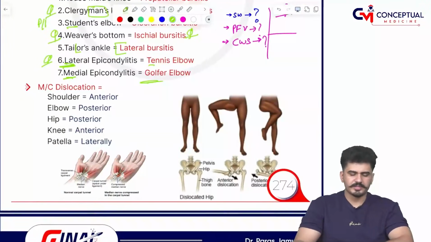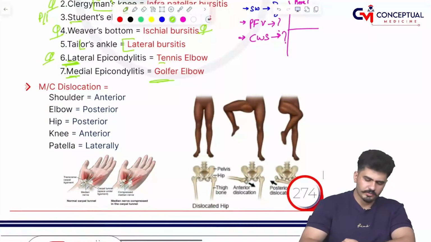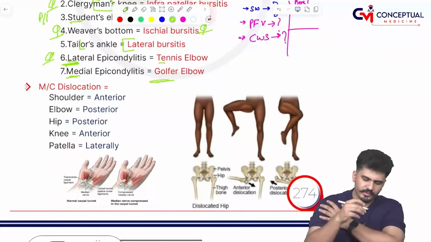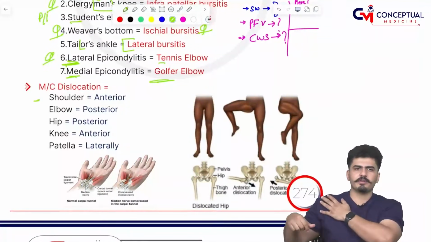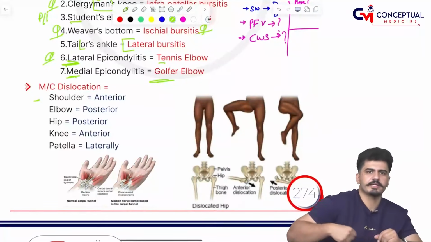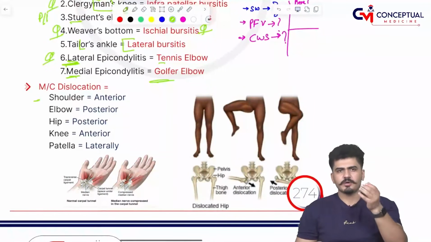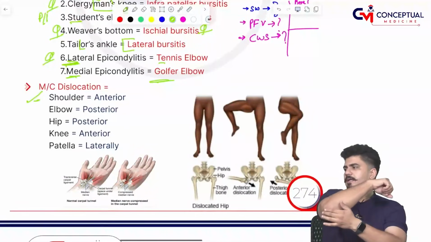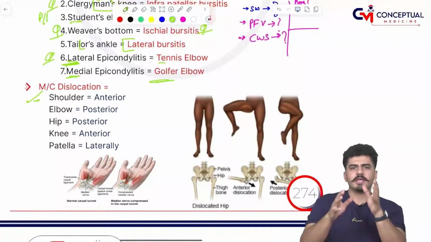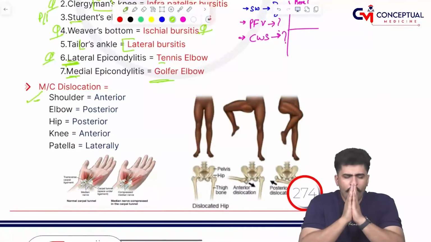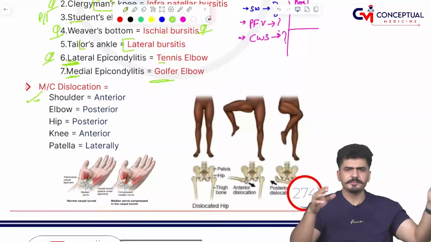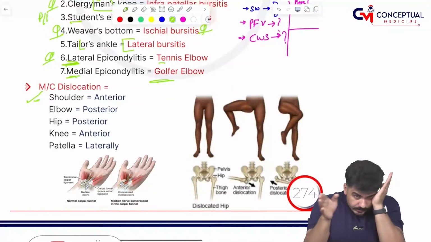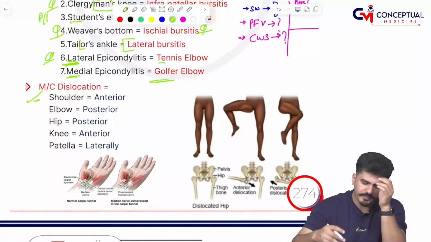Let's talk about dislocation, sir. According to the shape and the organs, you can imagine what type of dislocation is going to happen. Like if you have to hit someone with the shoulder, you will mostly use the anterior side. So the most common shoulder dislocation is anterior, sir. Elbow you have to hit posteriorly, so posterior side, sir. Hip also from the posterior side, sir. Then knee you will hit on the anterior side, and patella to the lateral side, sir. So these are the common dislocations.